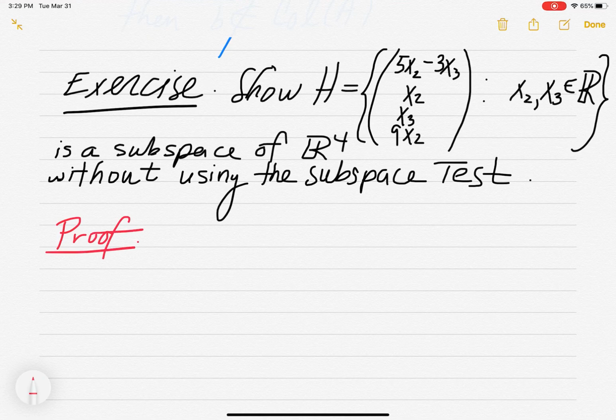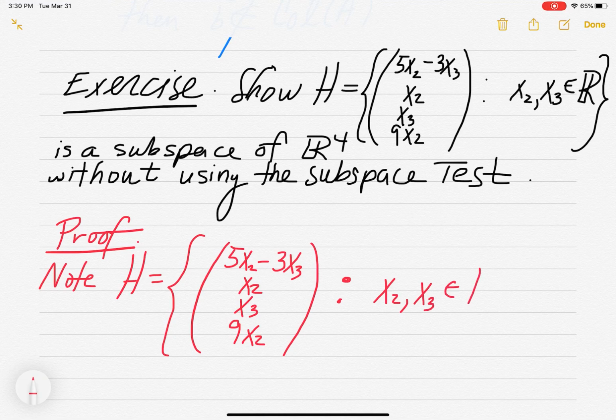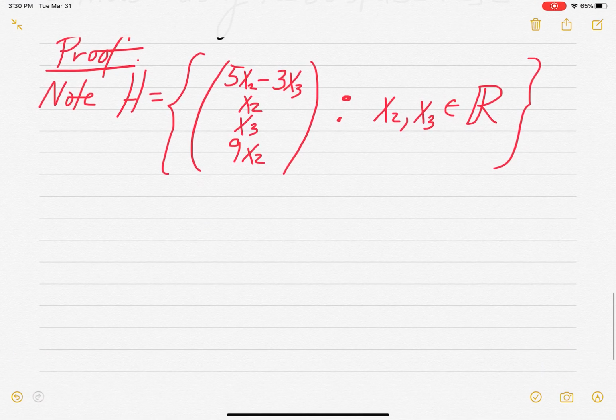So let's note that H is 5x2 minus 3x3 as a typical first entry. x2 is a typical second entry, x3 is a typical third entry, and a typical fourth entry is 9x2. That's what your vectors will look like in H. So H is a set of vectors taking on this form, where x2 and x3 are real values.